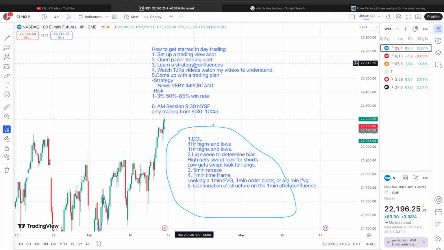Open your TradingView paper trading account so you can practice trading with fake money, and you're not risking real money. Next, you want to learn a strategy with those confluences. Learn the confluences. Learn how price reacts by watching those videos I told you about, TJR's videos and my videos. Come up with a trading plan using these confluences. In that trading plan, you have your strategy, you have your news, and your risk. Write this stuff down. Get a journal, write this stuff down, and make it a step-by-step guide.